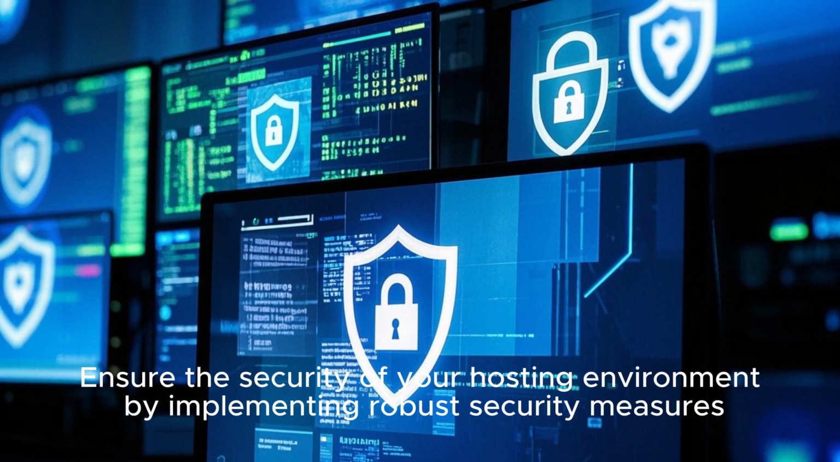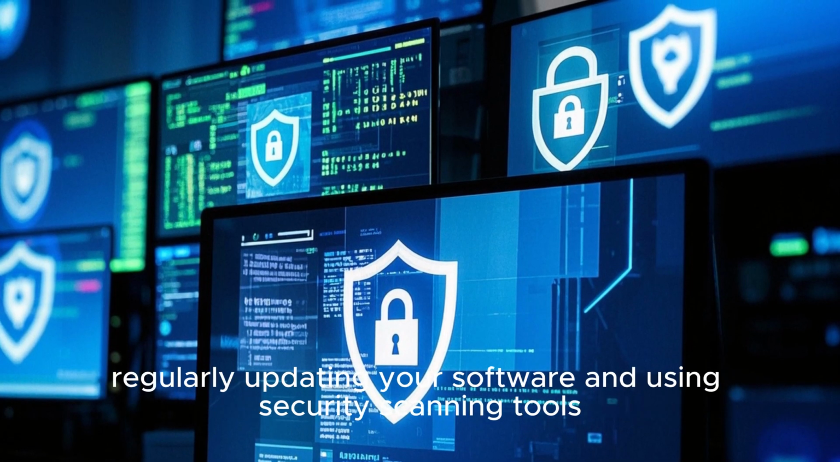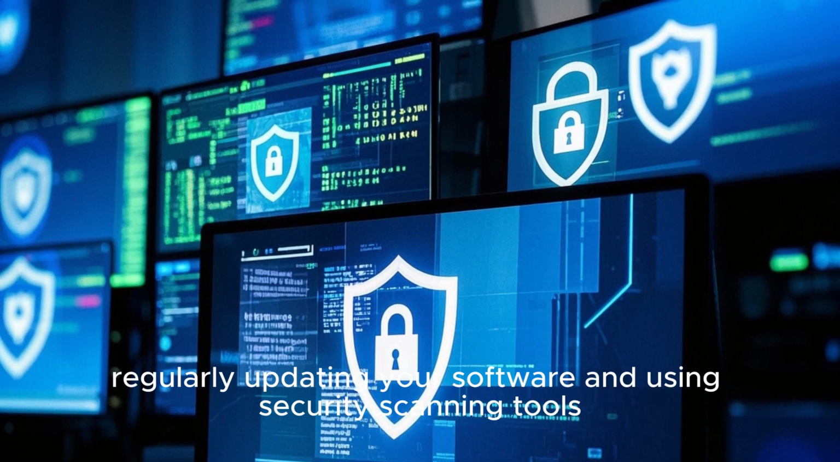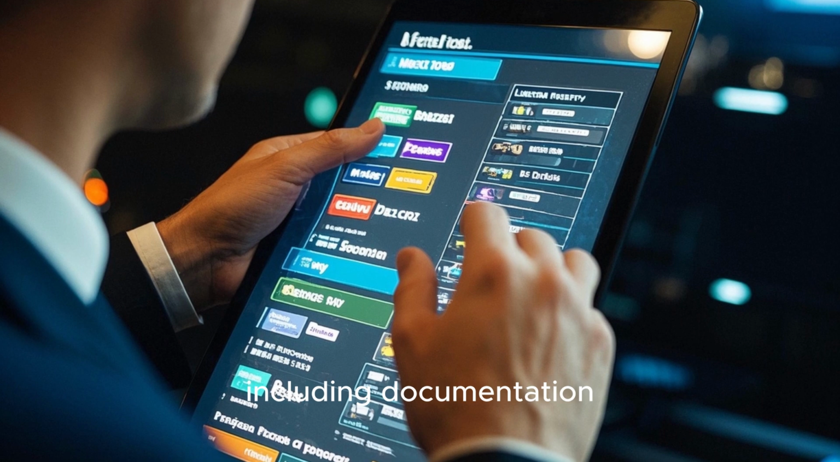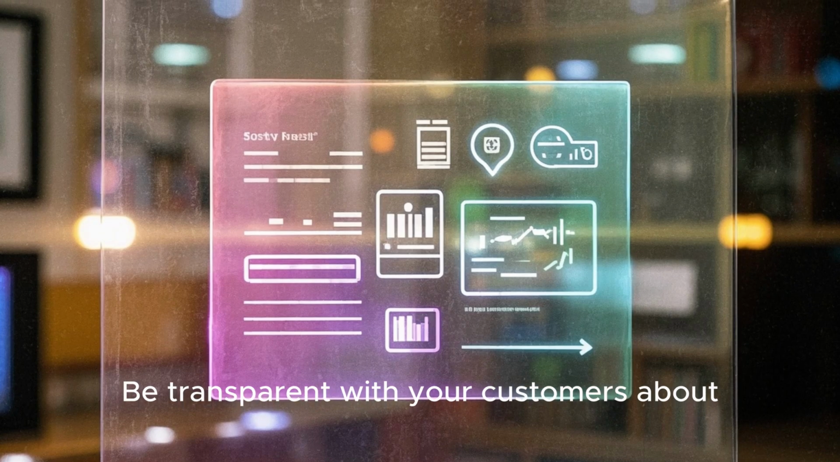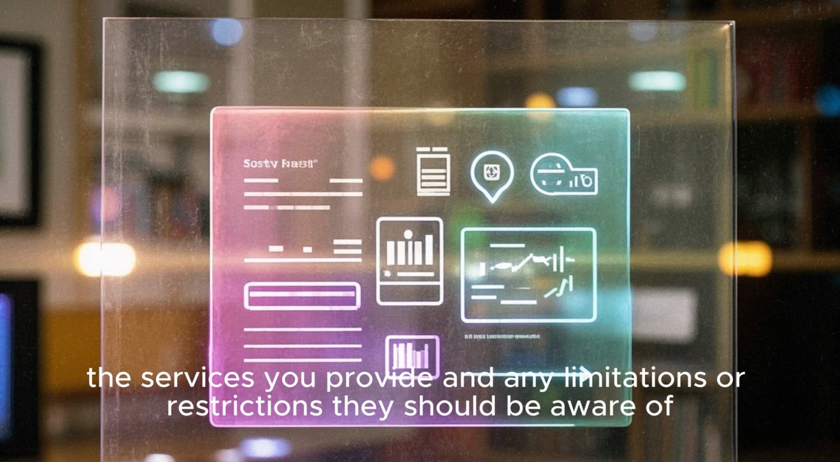Ensure the security of your hosting environment by implementing robust security measures, regularly updating your software, and using security scanning tools. Offer your customers a choice of support options, including documentation, tutorials, and a knowledge base. Be transparent with your customers about the services you provide and any limitations or restrictions they should be aware of.